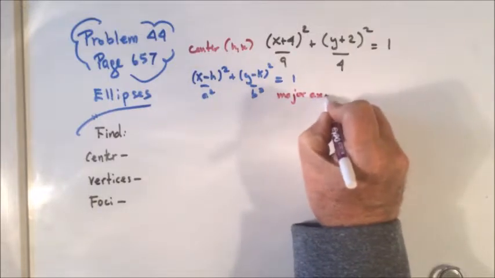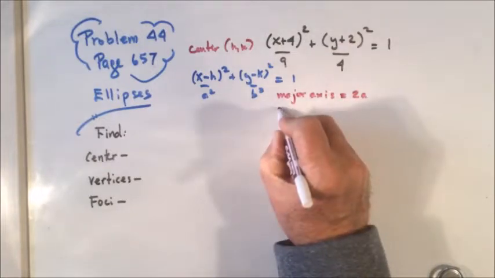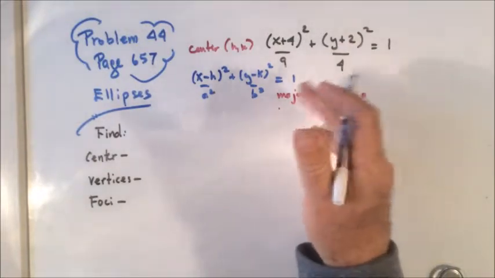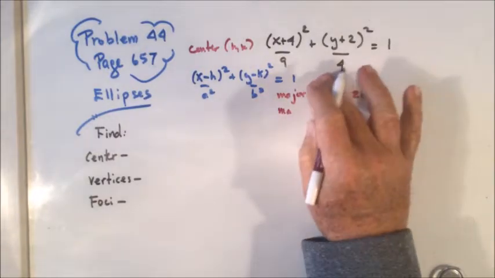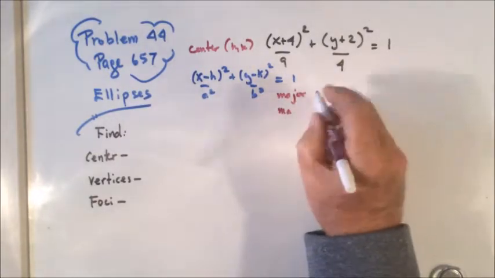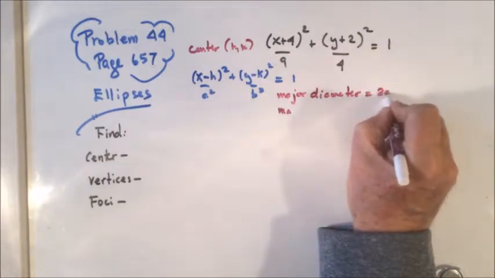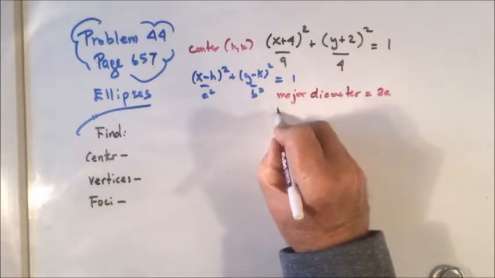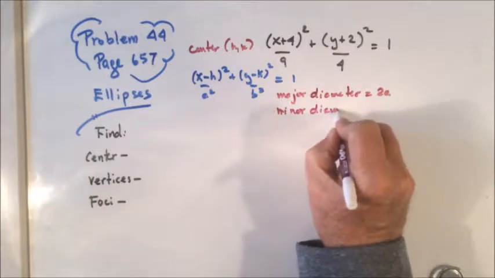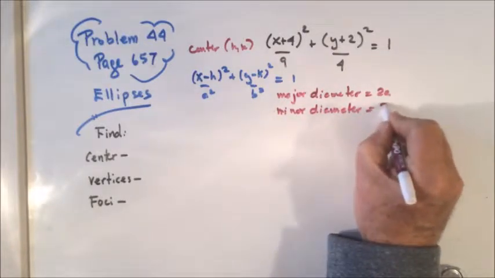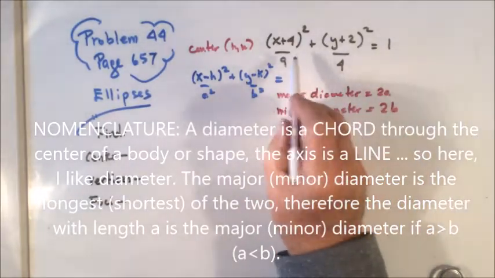So the center is (h, k), and the major axis, which in this case lies parallel to the x-axis, has a length of 2a. The major axis, maybe you want to call that the major diameter, but I am going to call it the major diameter, equals 2a, and the minor diameter, I'm not really sure if I like diameter, is 2b. Okay, so you can pull this off very quickly, and in fact, let's do that.